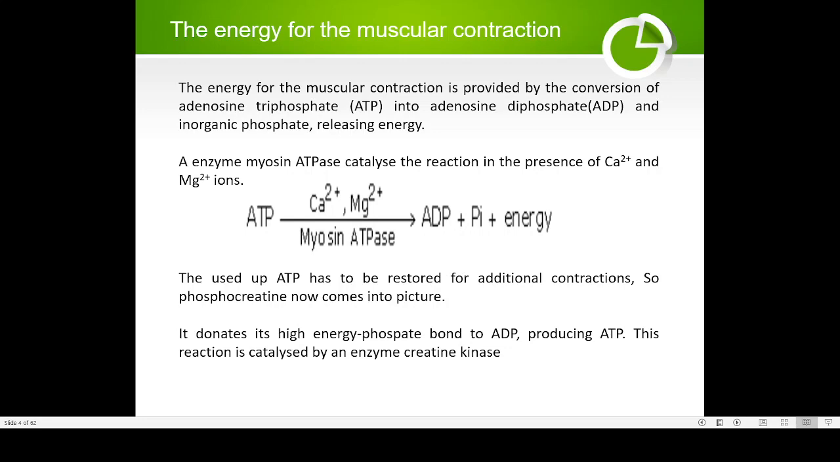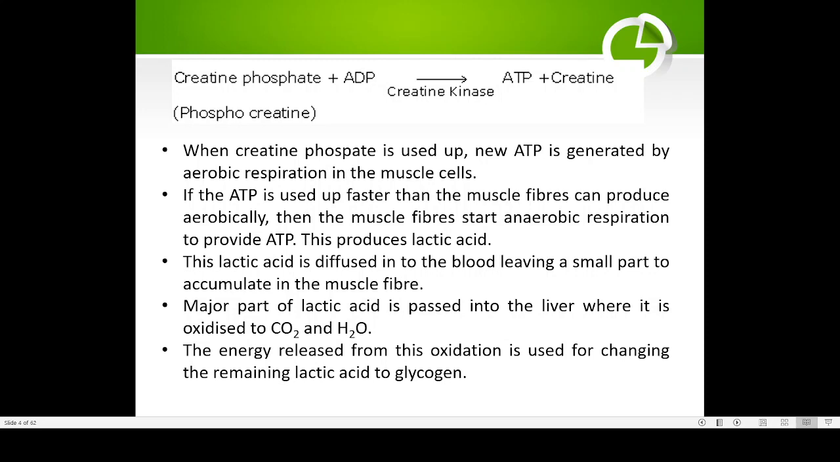Here you can see this is the ADP. ADP will take one phosphate from creatine phosphate in the presence of an enzyme known as creatine kinase, and we get ATP and we also get creatine. When creatine phosphate is used up, new ATP is again generated by aerobic respiration in the muscle cell. If ATP is used faster than the muscle fiber can produce it, then the muscle starts anaerobic respiration, and this produces lactic acid.